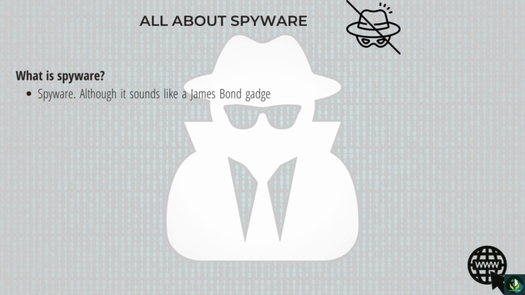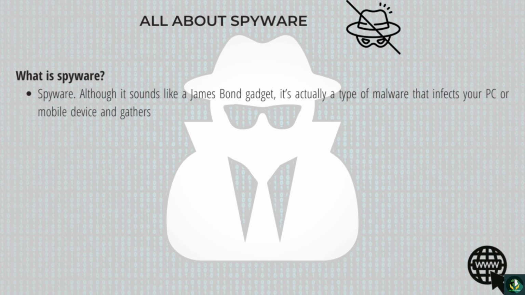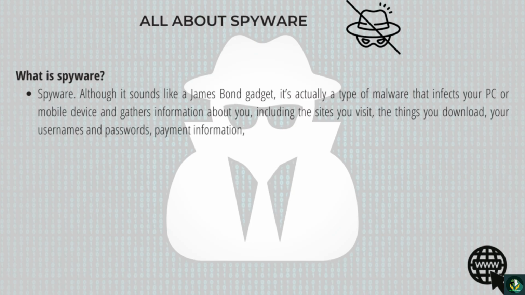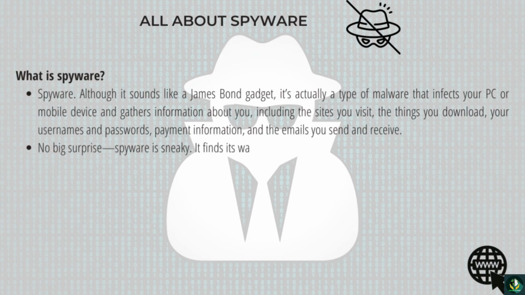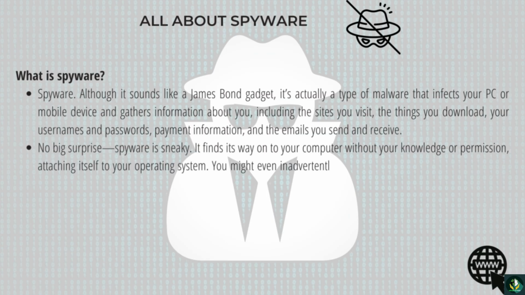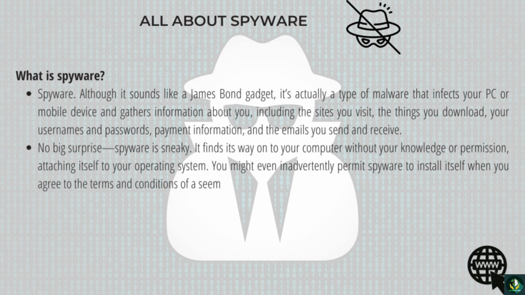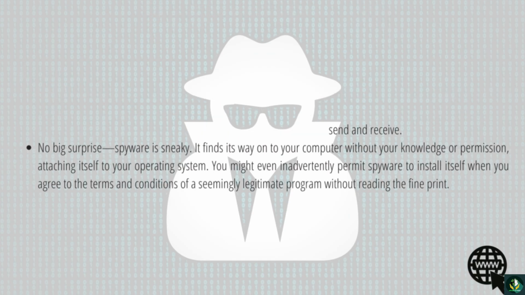Spyware, although it sounds like a James Bond gadget, is actually a type of malware that infects your PC or mobile device and gathers information about you, including the sites you visit, the things you download, your usernames and passwords, payment information, and the emails you send and receive. No big surprise, spyware is sneaky. It finds its way onto your computer without your knowledge or permission, attaching itself to your operating system. You might even inadvertently permit spyware to install itself when you agree to the terms and conditions of a seemingly legitimate program without reading the fine print.